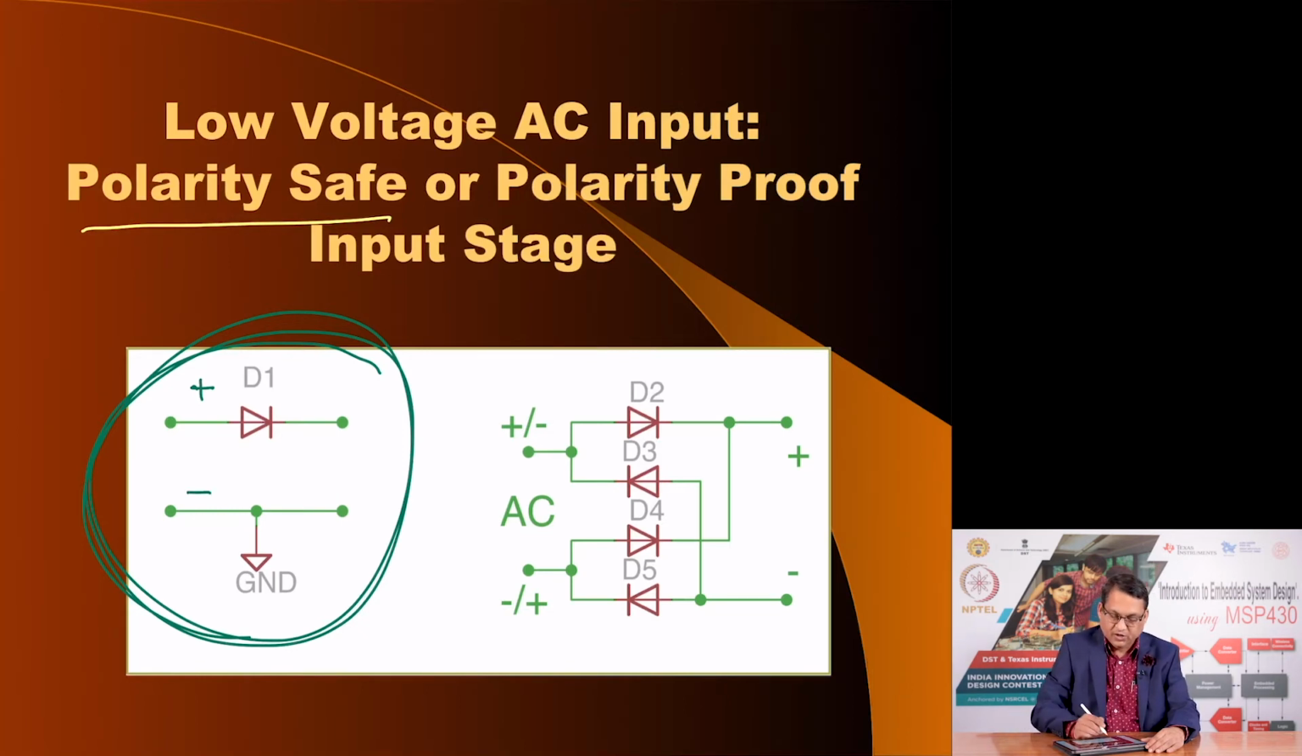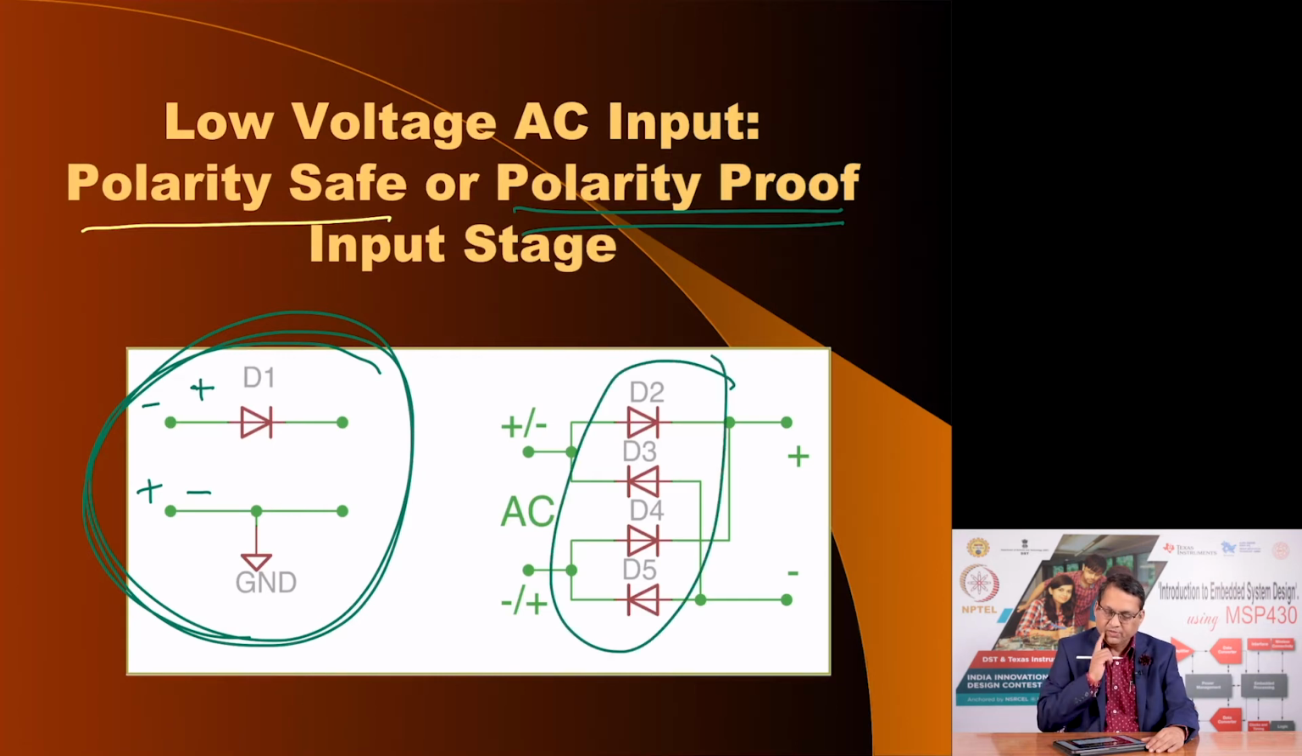This is a polarity safe option, meaning if the polarity here is not plus and minus, it would not damage the system because this diode will block. If the polarity applied here is minus and plus, the diode will block and will prevent damaging the rest of the components. If you want polarity proof, meaning irrespective of the polarity your system should still continue to operate, then instead of a single diode, you can utilize a bridge rectifier configuration as seen here. This is the bridge rectifier configuration.